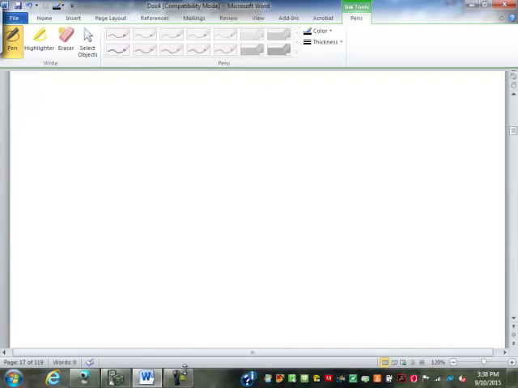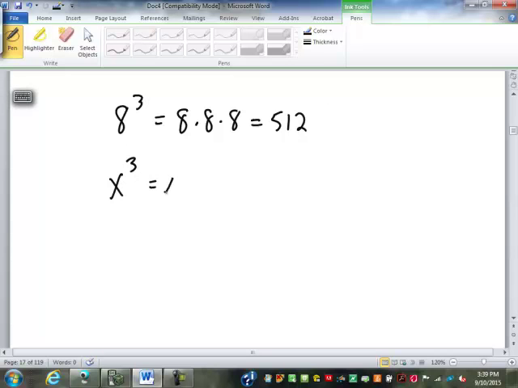Anyway, our next step, we've got a few different things we want to cover tonight. We're going to start out just reviewing some of our rules for powers here. We know, of course, that this means eight to the third power, or 8 times 8 times 8, 3 eights multiplied together. And we can multiply that to get 512. X to the third power, of course, then means 3 x's multiplied together.